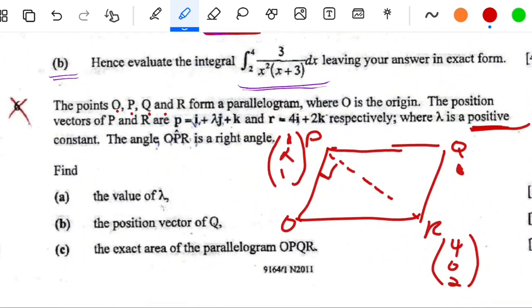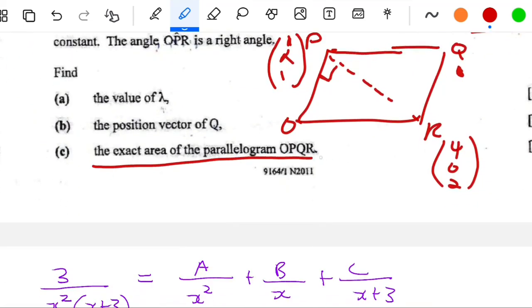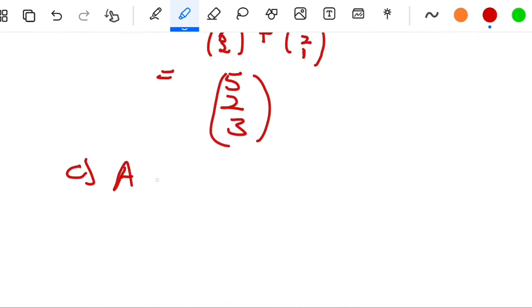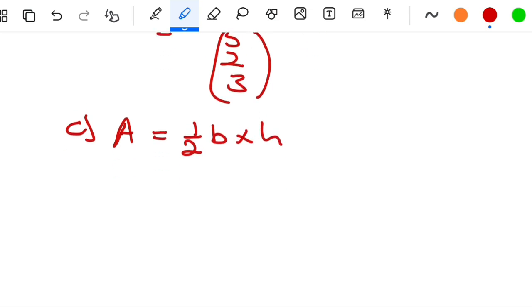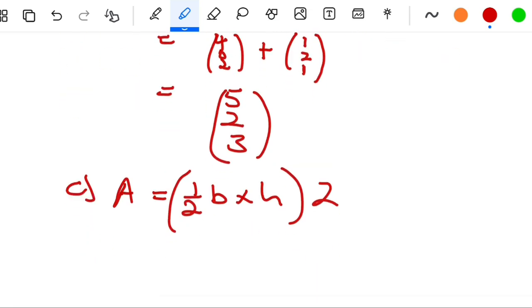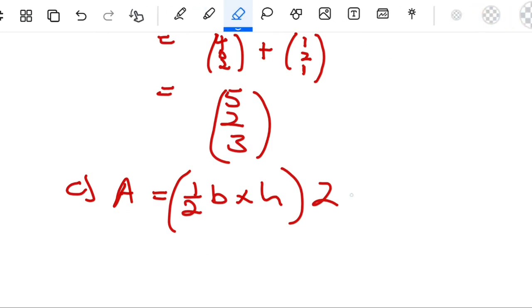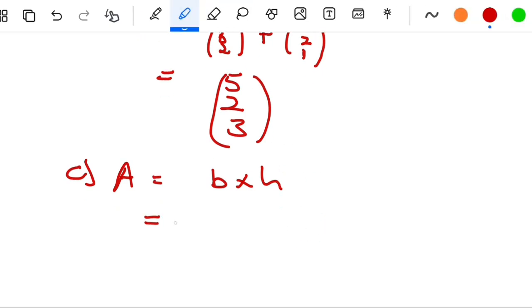Then let's proceed. Part C says find the exact area of our parallelogram. We're finding the area of our parallelogram, which is half base times height. Okay, but we have 2 here because a parallelogram is made of 4 sides. You can split it into 2 triangles. Since it's a full parallelogram, it's already 2 triangles, so there's no need for us to say half. So we can remove this and just say base times height. So what is our base there? Our base is the magnitude of OP. Then our height is the magnitude of PR.